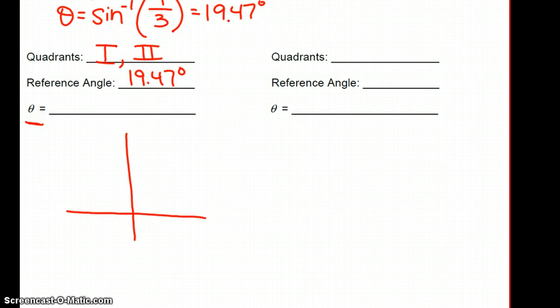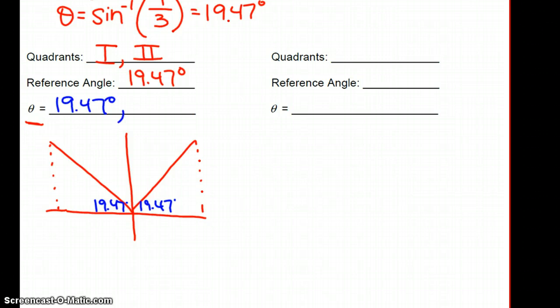We're going to go ahead and graph an angle in the first quadrant, connect it down to the x-axis, and in the second quadrant, connect it down to the x-axis. Now that 19.47 is my reference angle, which means here is a 19.47, and here is a 19.47 degrees. In quadrant 1, your solution is your reference angle, so this happens to be one of my answers.